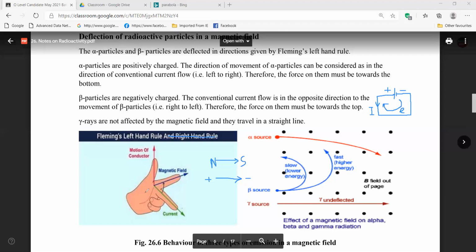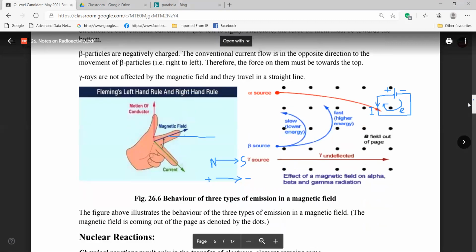If you are clear till now, then we will start our discussion about the behavior of alpha, beta, and gamma radiations in magnetic field. So here they are saying this one is a magnetic field, the dotted lines. Dotted lines are magnetic field into the page. So how will you place your first finger towards the page, inside the page? If it is into the page, are you clear what I'm saying? Yes, sir.